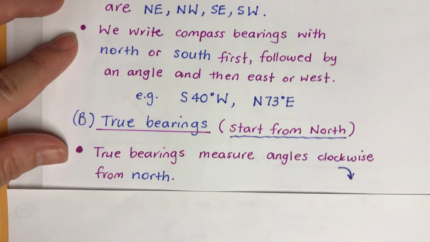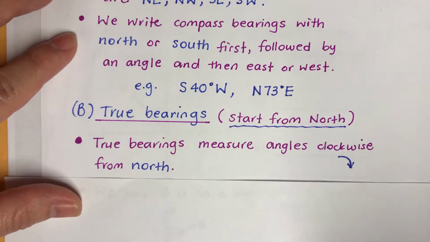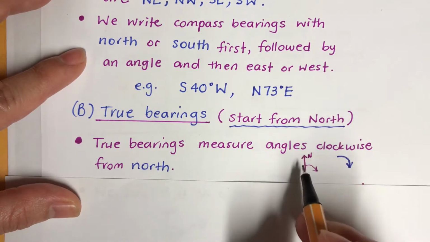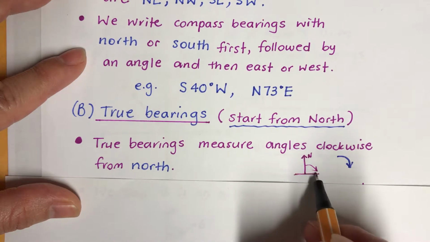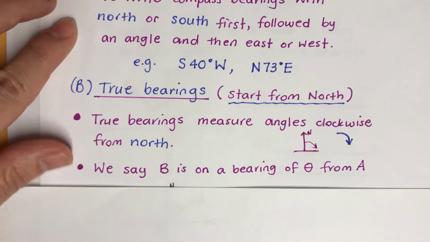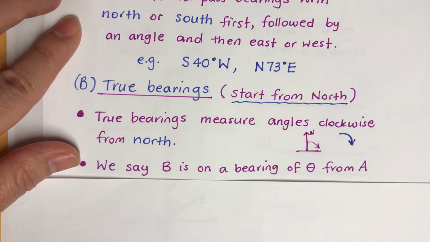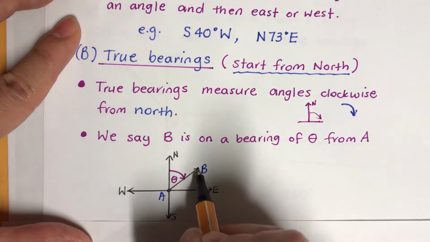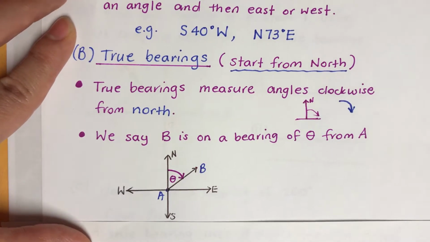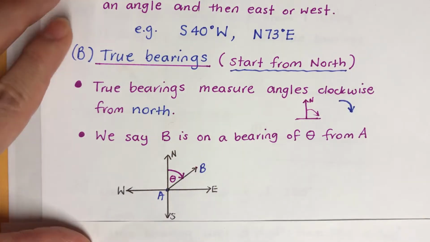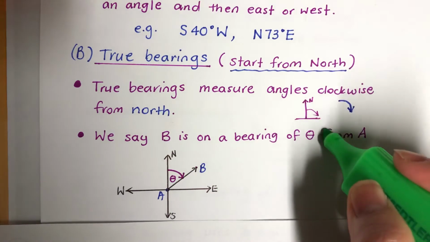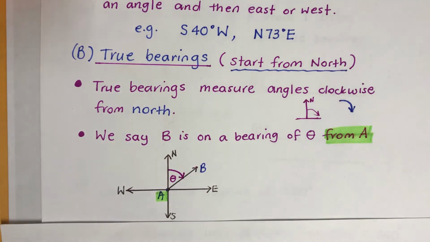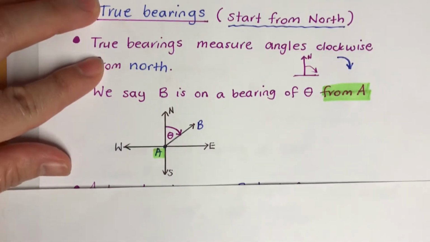True bearings measure angles clockwise, so it's going from, say, north this way. It doesn't start from any other direction, so it starts from north. And then we say B is on a bearing of theta from A. It looks like this. So B is on a bearing of theta from A. Now this is the important part. From A is always the starting point, where it actually starts the bearing, just below the north.